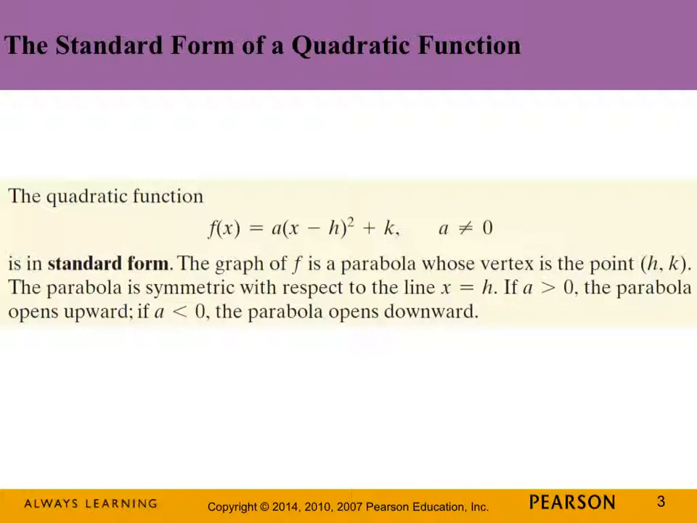f of x equals a times the quantity x minus h squared plus k. Now there are some really important components of standard form we'll take a look at really quickly. The vertex is always going to be at the point (h, k), and the parabola is symmetric with respect to the line x equals h. If a is a positive number, the parabola opens upward, and if a is a negative number, the parabola opens downward.